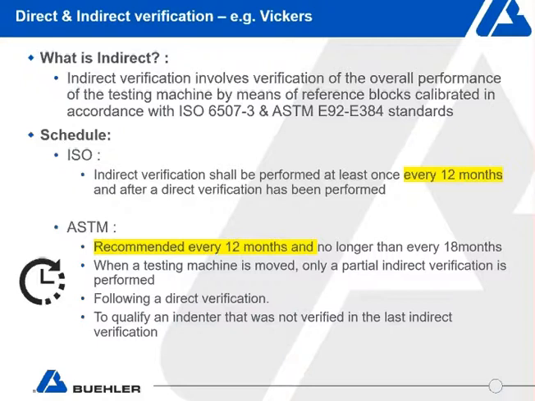So some of you might be working towards ISO or ASTM or both. And we're also saying that following a direct verification, of course, you need to do indirect verification. And to qualify an indenter that was not verified in the last indirect verification, you may need to do the annual indirect verification of your tester. In this case, I'm just referring to Vickers, but the same applies for Brinell and Rockwell scales.